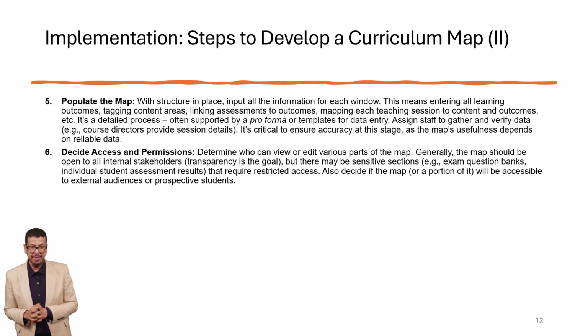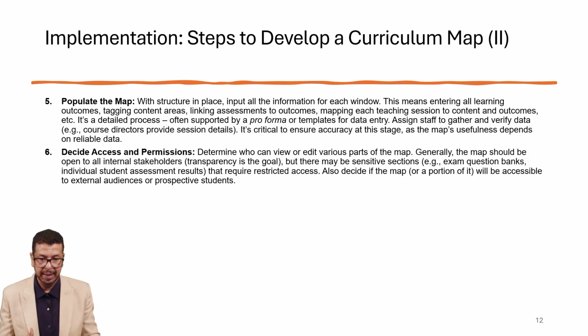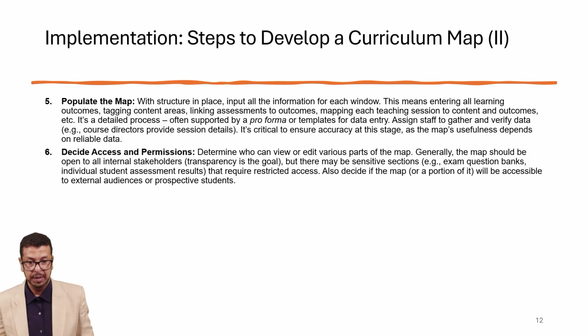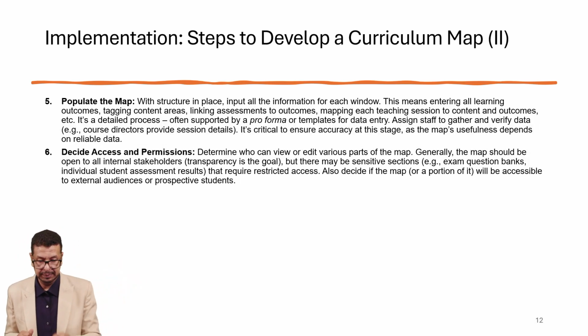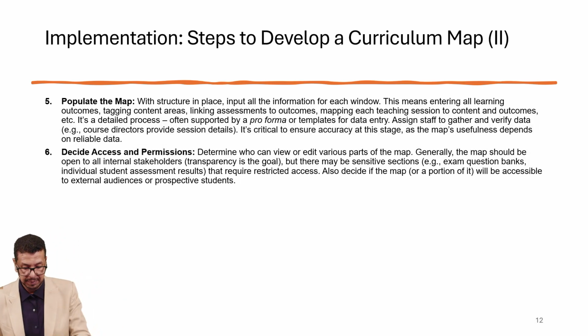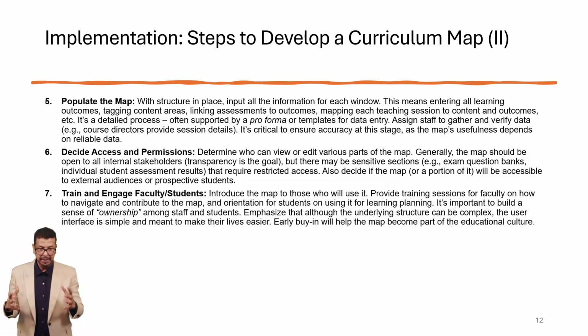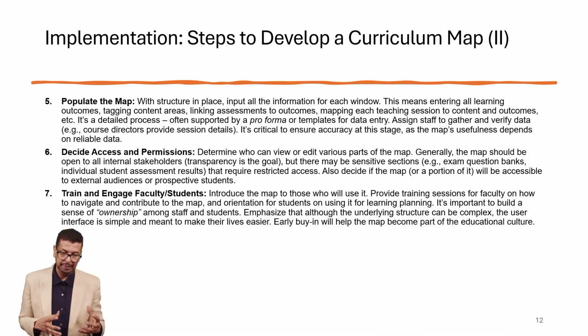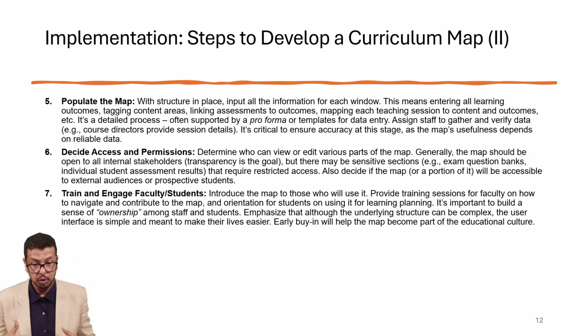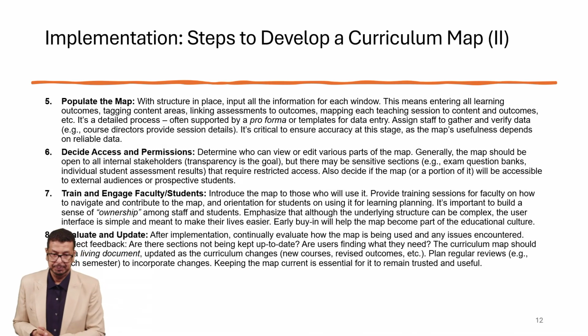Decide access and permission. Who will have access to each window and to what limit? This is very important. To which limit? This is a very important thing that needs to be decided through the curriculum committee. Training is very important, because without training, you may face some sort of resistance to implement this.